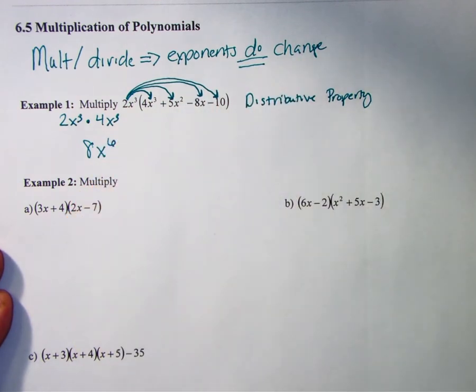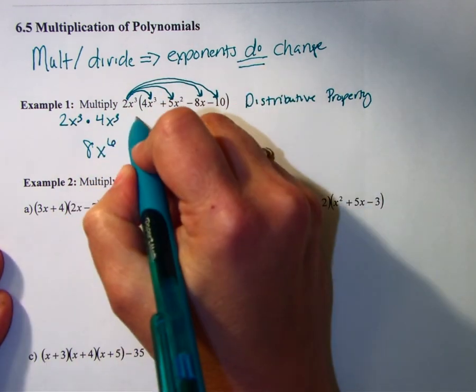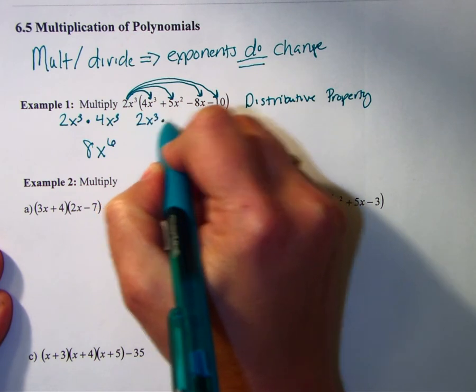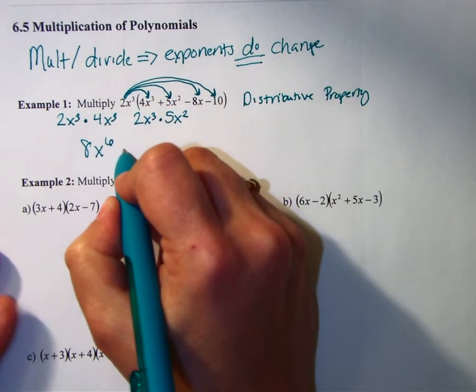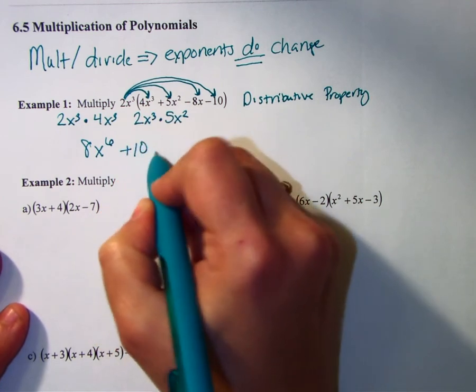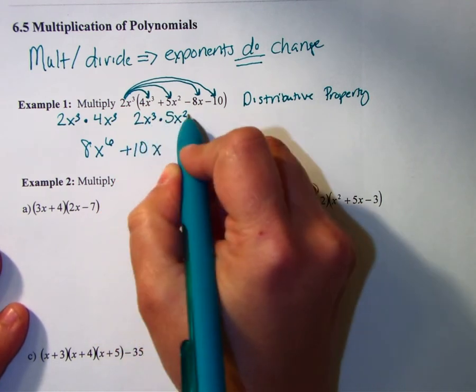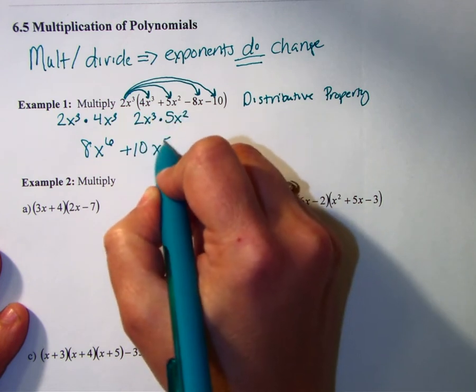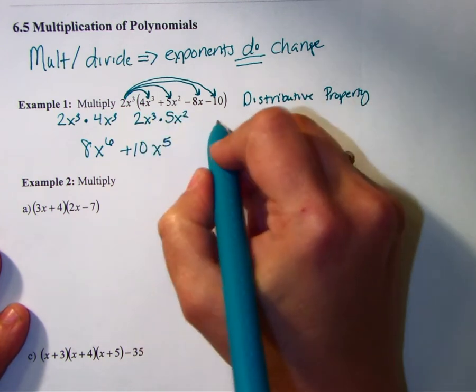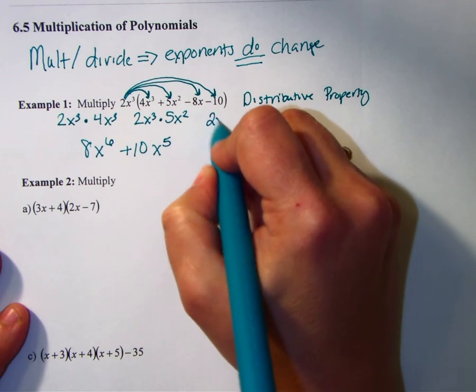Now I'm going to take 2x cubed and I'm going to multiply it by 5x squared. 2 times 5 will give me a positive 10. And then I have 3 x's here and 2 more here, which if I add 3 plus 2 gives me a grand total of 5. Next, I'm going to take 2x cubed times a negative 8x.